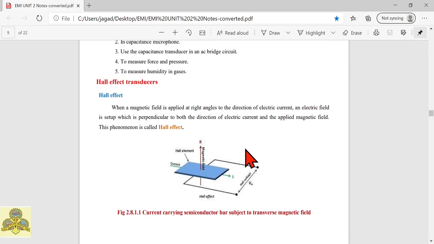So next we have the topic Hall effect transducer. So let's understand what is Hall effect. Watch this video and come back.